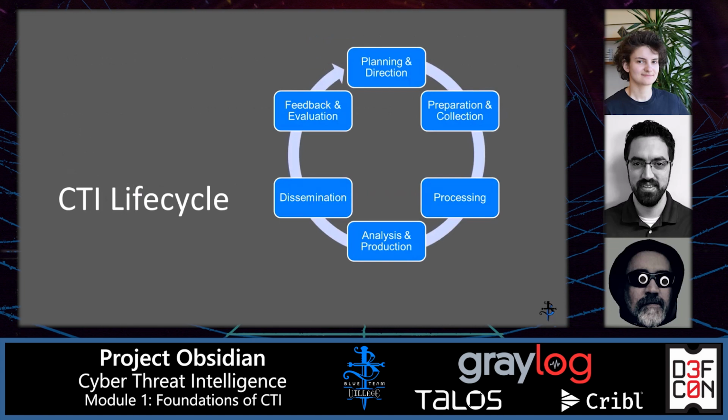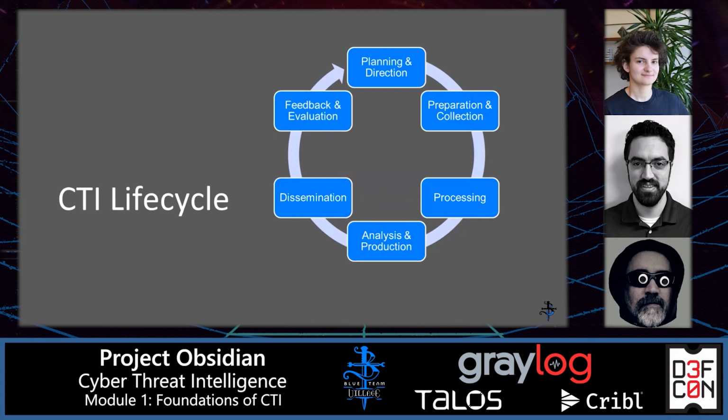Thank you. As you can see here, we have a diagram, and it shows that intelligence is both a process and a product. It can be divided into this 6-phase cycle as you go around: planning and direction, preparation and collection, processing, analysis and production, dissemination, and feedback and evaluation. Each phase has its own characteristics. There are challenges to each of them, and each one can have its own level of maturity. Later in the slides, we'll show a model for the maturity of this CTI cycle.